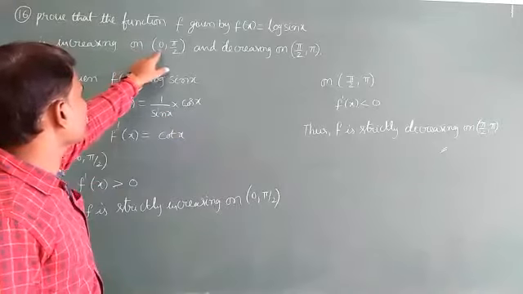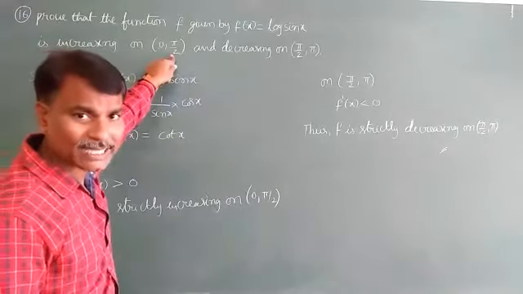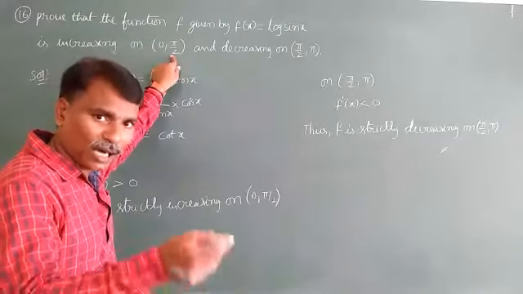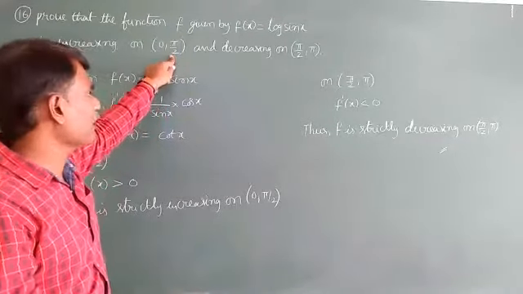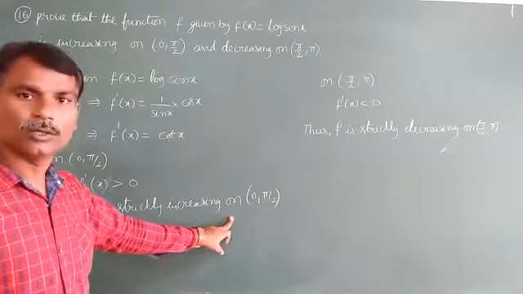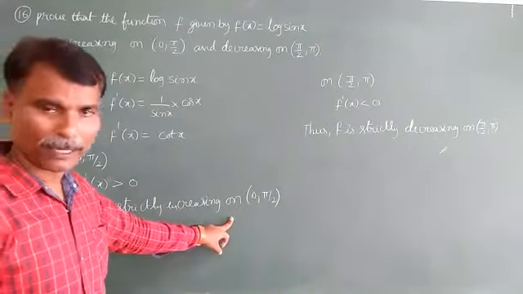And the first derivative value in between 0, pi by 2, what does it indicate? 0, pi by 2 is the first quadrant. In the first quadrant, all functions are positive only. So definitely the cot value is also positive only. f dash of x is greater than 0. Thus, f is strictly increasing on the open interval 0, pi by 2.